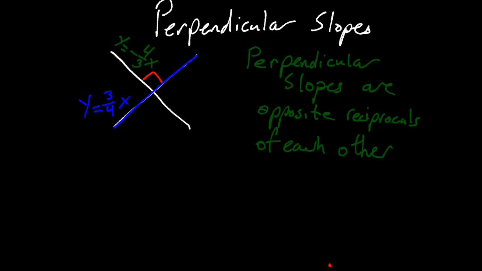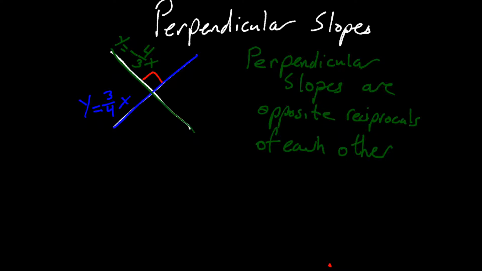These two lines are perpendicular to each other, and it's all based around that slope. So we have negative 4/3 x here, and we have positive 3/4 x there. We have our perpendicular slopes.